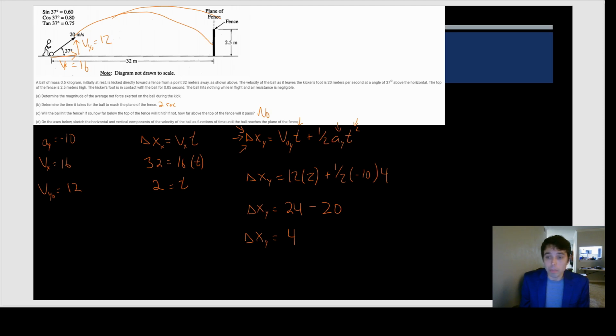All right, so will the ball hit the fence? No, it will not hit the fence. If not, how far above the top of the fence will it pass? Well, the fence is 2.5 meters high, and I'm going to be at a vertical position of 4 meters, so I subtract the 2.5, I get 1.5. So I'm going to clear that fence by 1.5 meters above the top of the fence.